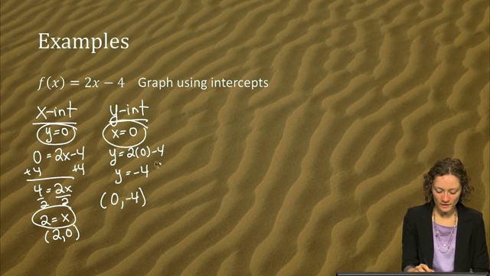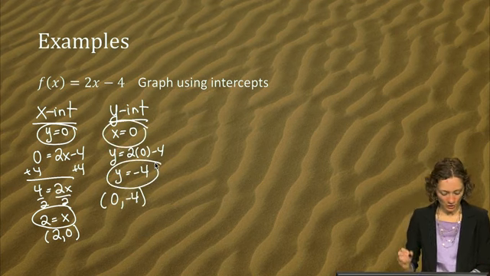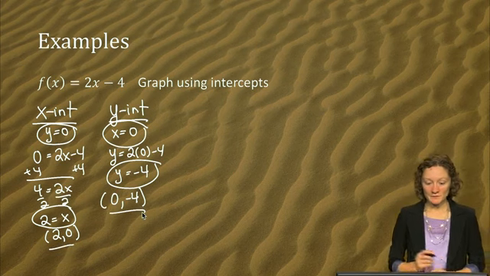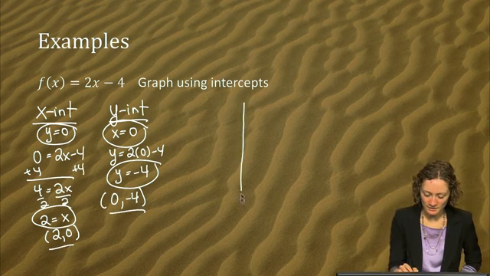We plugged in 0 for x. We solved and got negative 4 for y. Okay, so we have 2 ordered pairs. Plot them, connect, and we have graphed using intercepts.